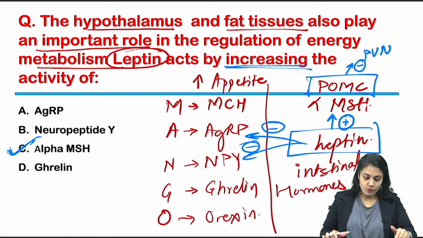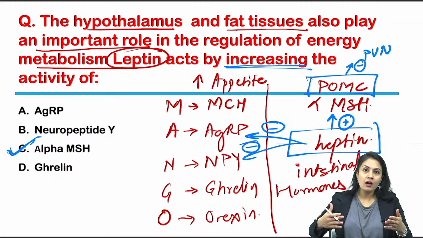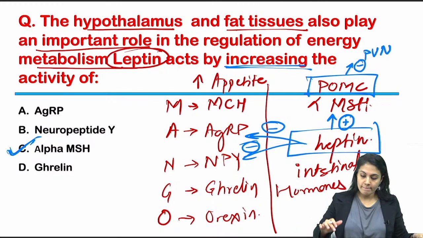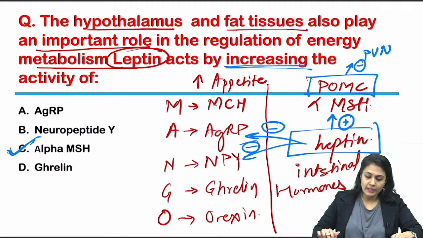All right, let's move on. Ghrelin is increasing the hunger and leptin has no effect on ghrelin. Please remember that. Okay. Mango increases appetite, on the other hand, alpha MSH decreases it.